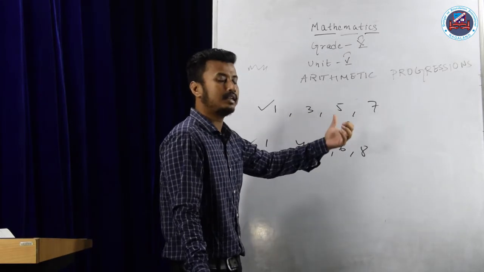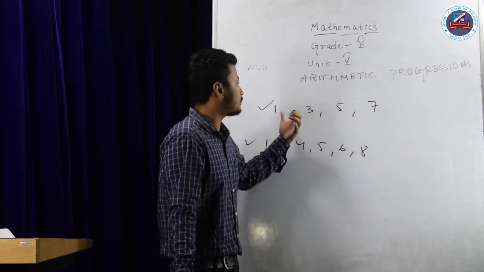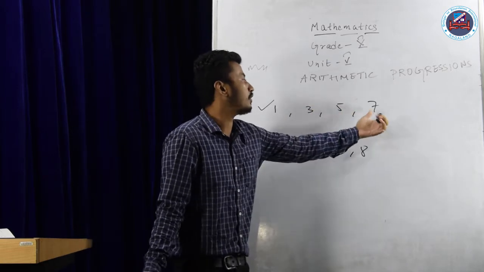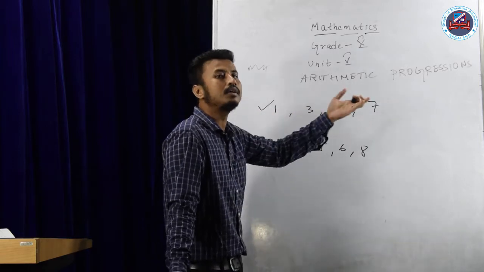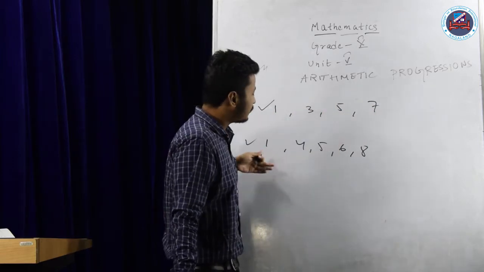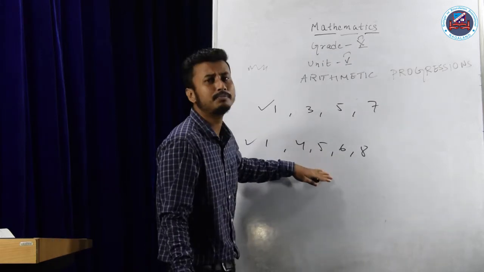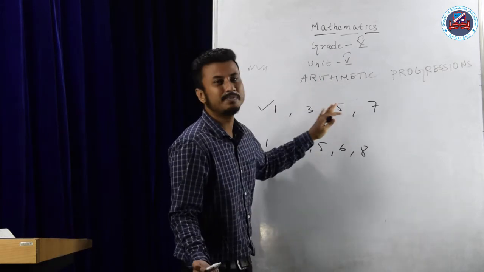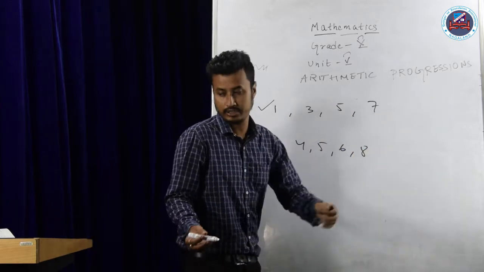Obviously, the first series is in proper order, because when we look at the difference here, 3 minus 1 is 2, 5 minus 3 is 2, 7 minus 5 is 2. So in this first series, we have a proper sequence of difference. But in the bottom series, there is no proper difference. Hence, this is not a proper progression. This is a proper progression. Hence, we call it arithmetic progression. This is the best example of arithmetic progressions.